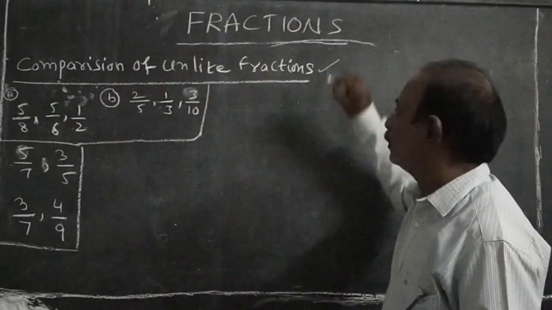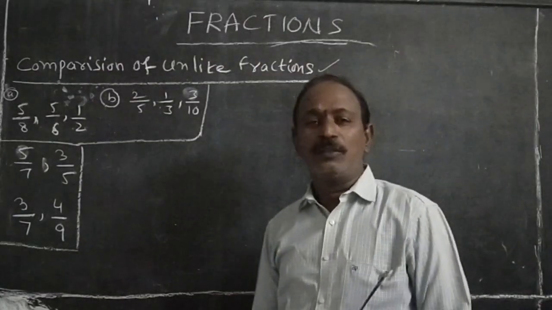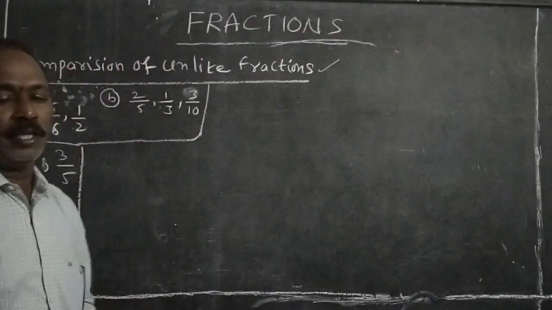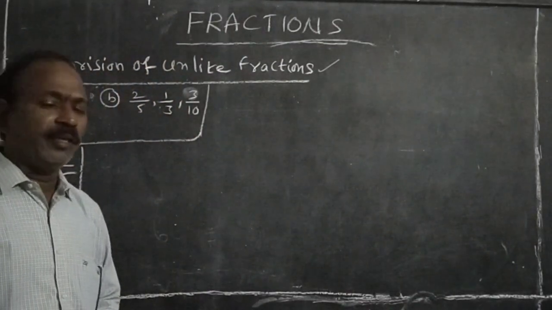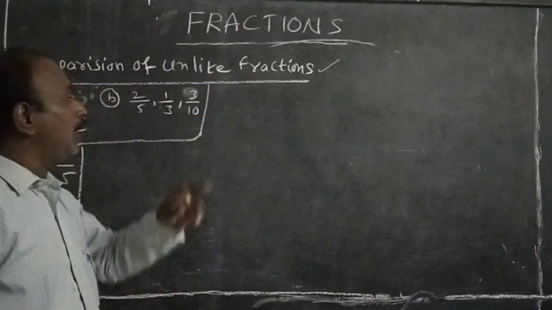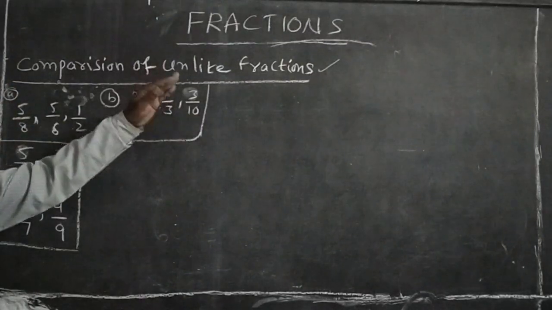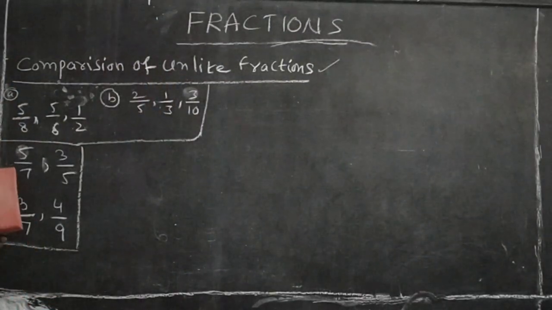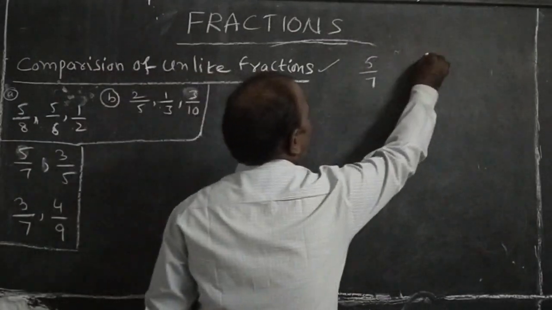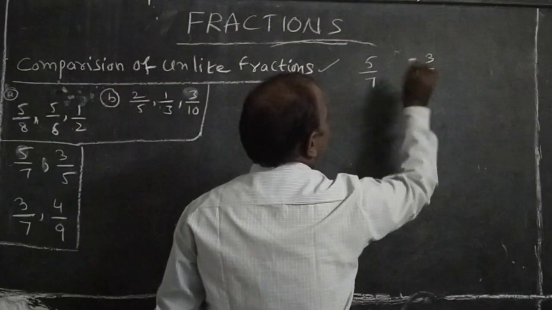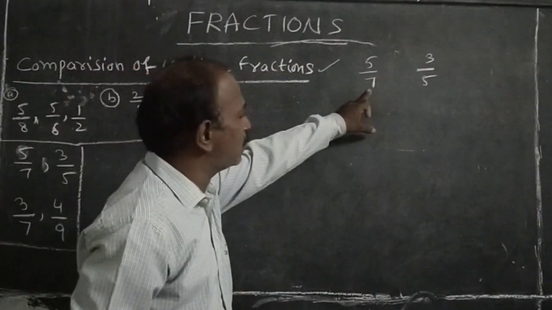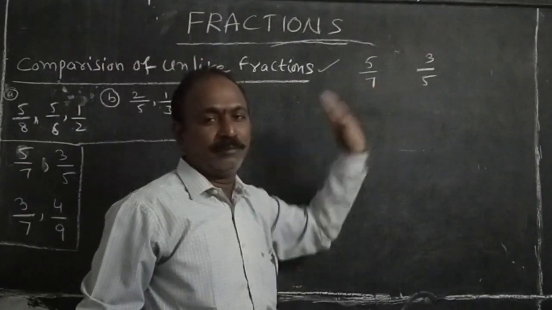What are unlike fractions? Fractions which have different denominators are called unlike fractions. If the denominator is the same, then we compare the numerators only. Here in unlike fractions, the denominator is different. Suppose 5 by 7 and 3 by 5. These two are unlike fractions. Why? Because here the denominator is 7, and here the denominator is 5.